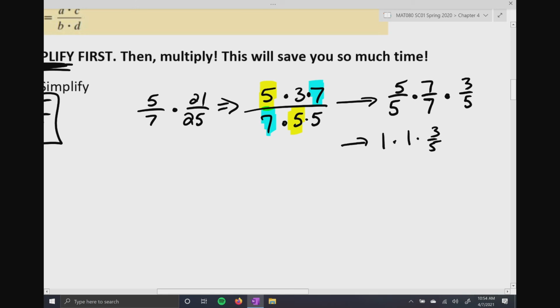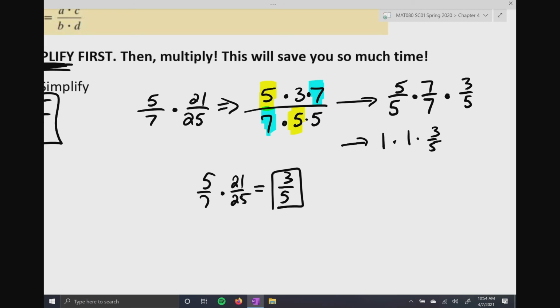So, at the end of the day, 5 over 7 times 21 over 25 equals 3 over 5. Notice something very special happened here. I simplified first using my techniques from the previous section. Whatever was left over happens to be the answer. That will always work. I mean, if you wanted to, here, I'm going to show you, because I know we're at the end of class.